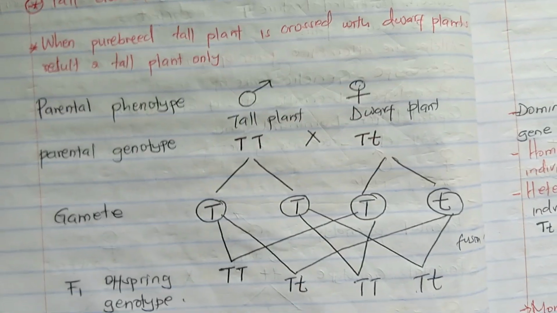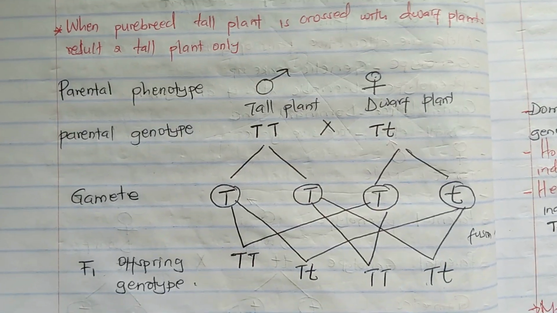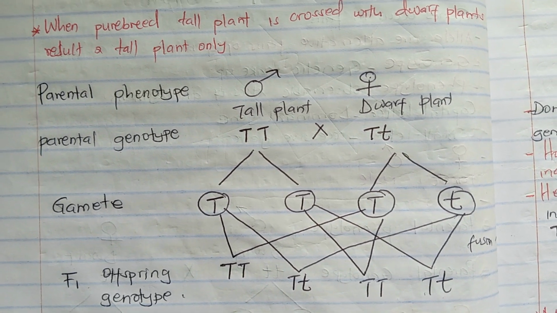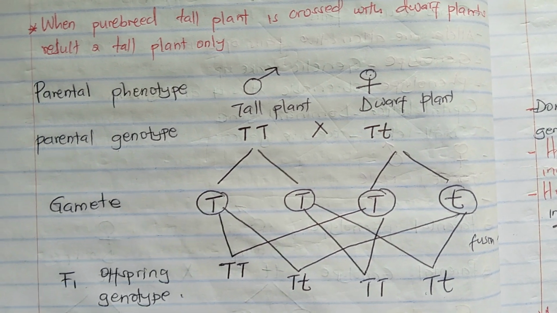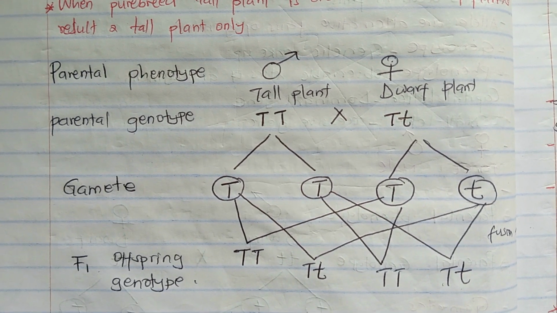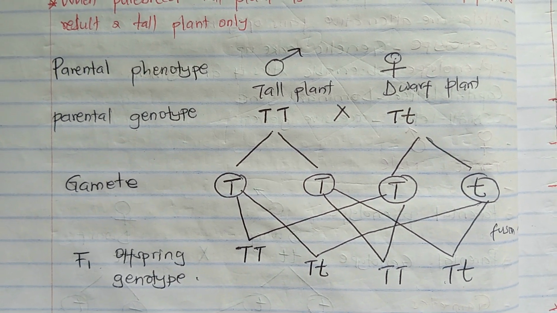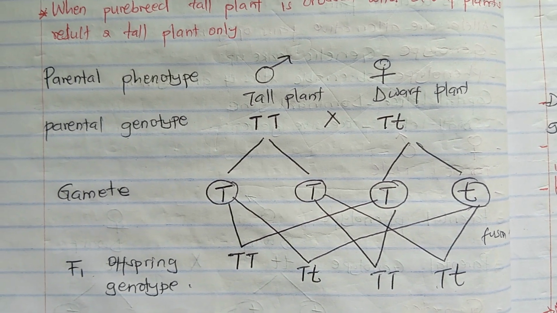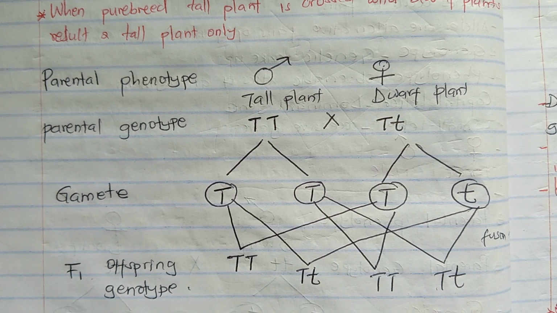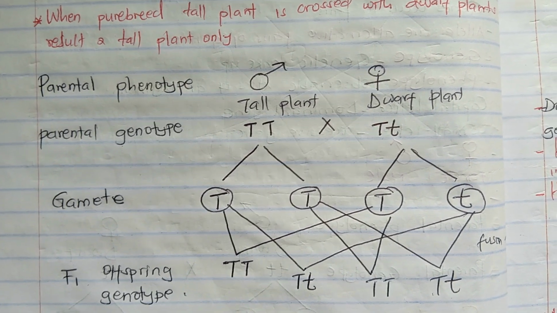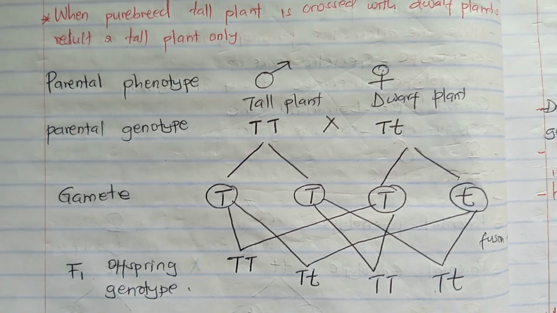When the tall were crossed with the dwarf, it resulted in a mixture of tall and dwarf. So for the parental phenotype, you have a tall plant and a dwarf plant. For the gametes, you have capital T and small t. Then when you cross them, you find one is tall, the second one is also tall because capital T is dominant over small t, the third one is tall, and the last one is also tall.